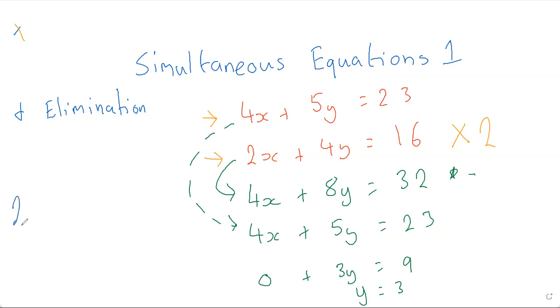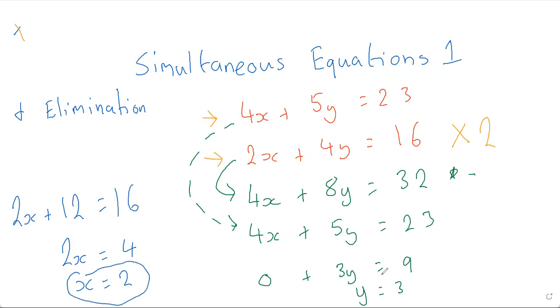Now if I rewrite this out as 2x plus 4y when y is 3, 4 times 3 is 12, equals 16. Now I've only got one variable, so this can be solved. I'll subtract 12 from both sides, giving 2x equals 4. Therefore, x equals 2. So the solutions to this are x equals 2 and y equals 3.